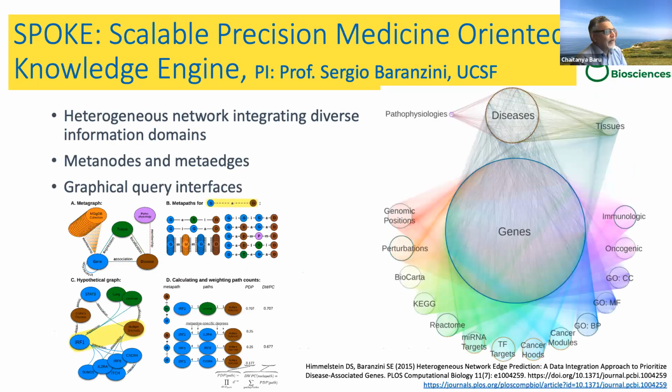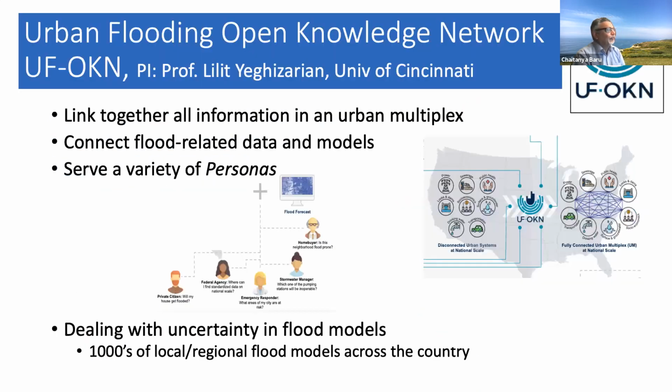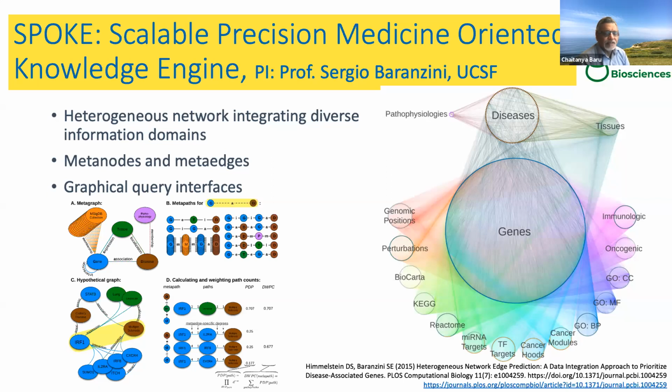Another one in a completely different area, this is biomedicine, is the SPOKE project for scalable precision medicine. I should have mentioned in the previous one that it's Professor Lilith Yagazarian from University of Cincinnati who is the PI. For this one, it's Sergio Baranzini from UCSF. And as this diagram shows, they're putting together heterogeneous data. In this case, there are genes. This is human health, so there are human genes, there are diseases, and there are tissues where the diseases relate to and where the genes are expressed. And it's all the relationships between these things.